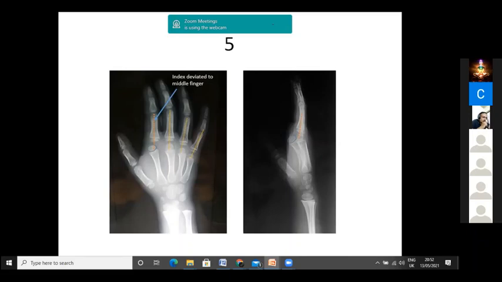If it is a fracture dislocation, if there is a fracture, it is a... So, okay, I will go to the next slide.